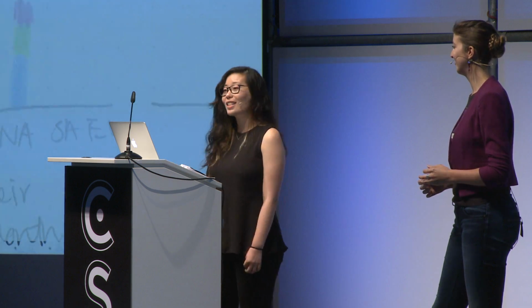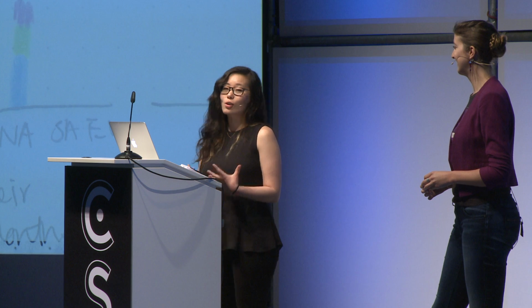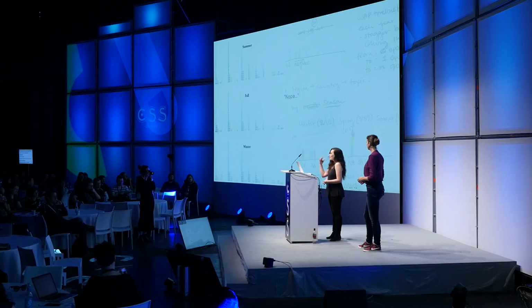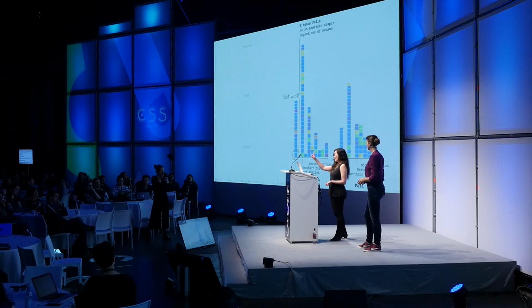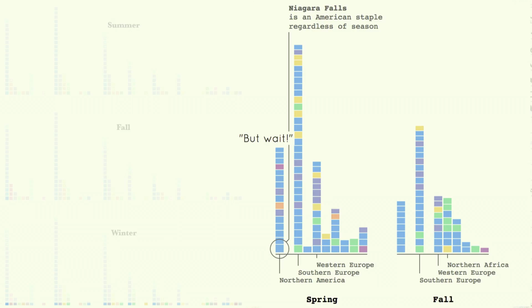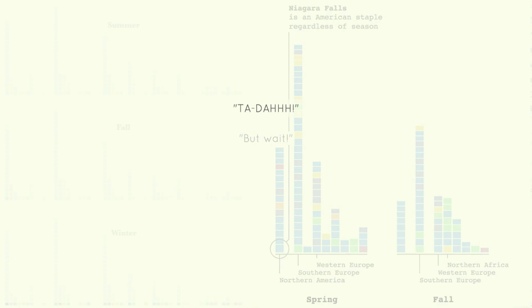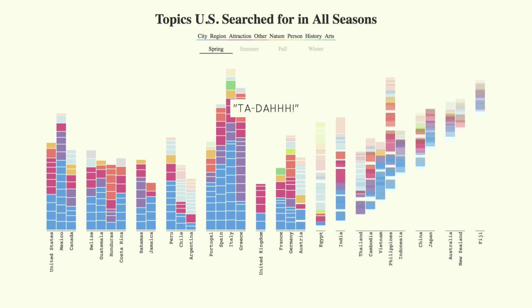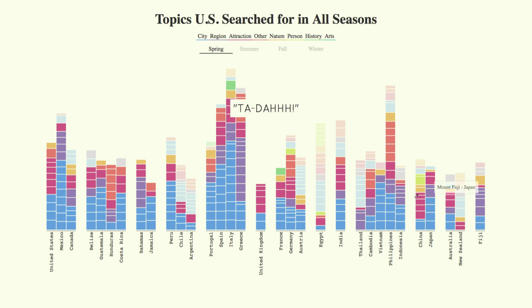And nope. It turns out that each of those topics are searched for across all of the seasons, which meant that each of the graphs actually looked exactly the same. I was really disappointed. But then I remembered that, hey, the search interests are different across each of the seasons, which means that if I just size the height of each of those blocks by the search interest, then I can start getting insights like this one, that the United States searches for travel more often in the spring than in the fall.